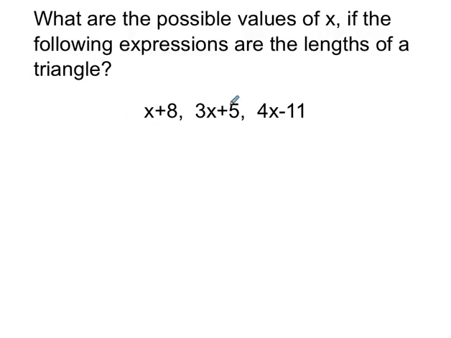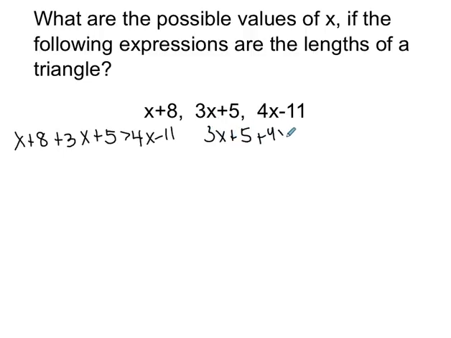So I have to compare these. I have to add each of the two sides and set it greater than the third. So the first inequality I'd have would be x plus 8 plus 3x plus 5 has to be greater than 4x minus 11. I know that 3x plus 5 plus 4x minus 11 has to be greater than x plus 8. And then I also know that x plus 8 plus 4x minus 11 has to be greater than 3x plus 5. I need to solve each of these.